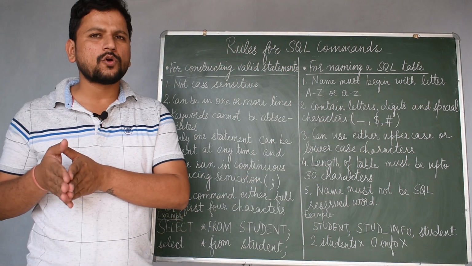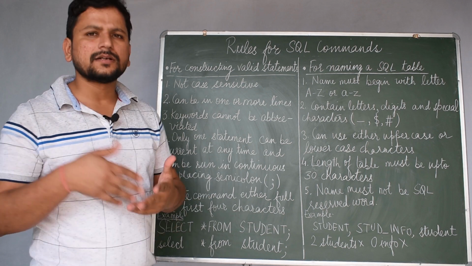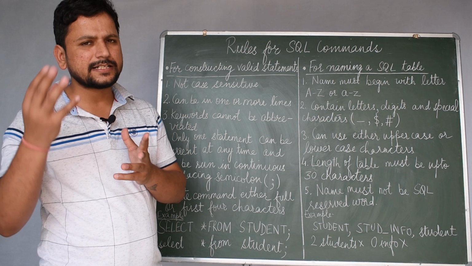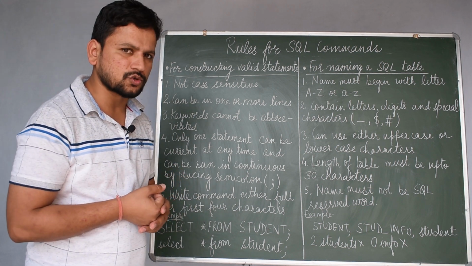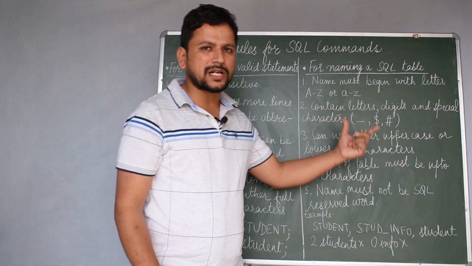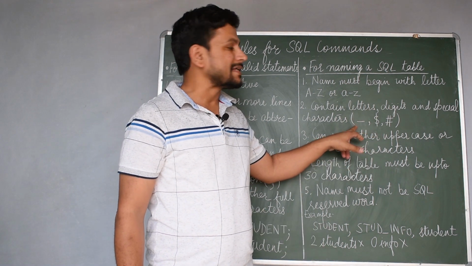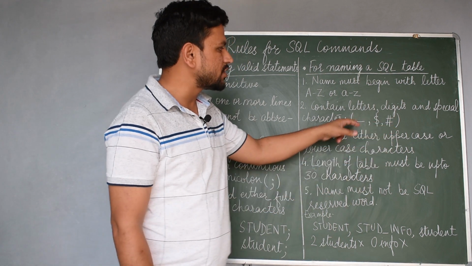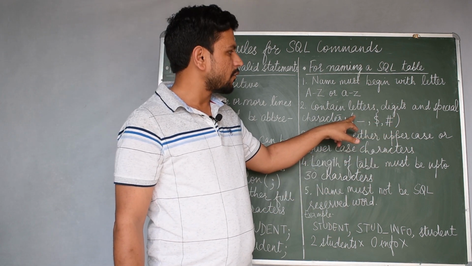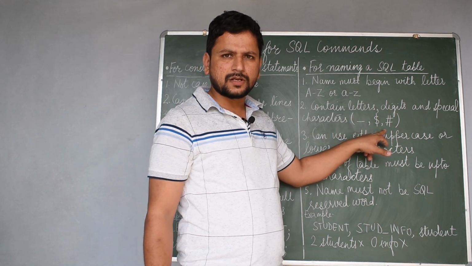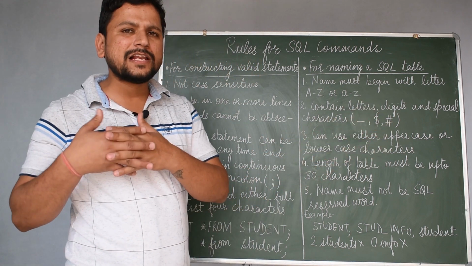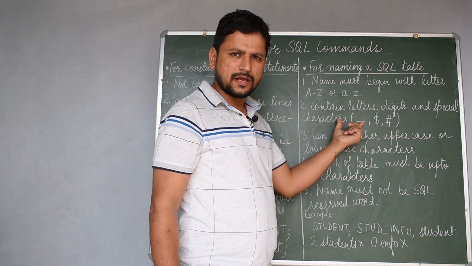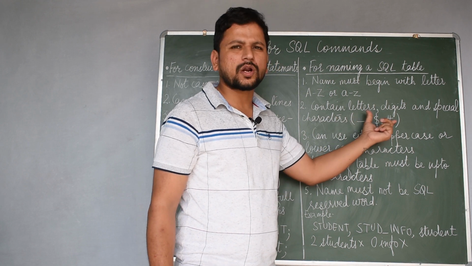Second, it contains letters, digits and special characters. Means our table name or column name can contain letters, digits or special characters. Means that name can contain digits also, characters also, special characters also. Here we have only 3 special characters. First one, that is underscore. Second one, we have dollar sign. Third one, we have hash. But mostly we are using underscore only. We are not using these. So while using special characters, mostly underscore is chosen instead of dollar or hash.